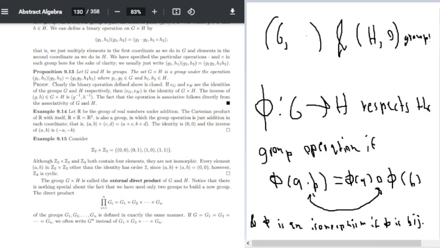Example 9.14. Let R be the group of real numbers under addition. The Cartesian product of R with itself, R times R equals R squared, is also a group, in which the group operation is just addition in each coordinate. That is, (a, b) plus (c, d) equals (a plus c, b plus d). The identity is (0, 0), and the inverse of (a, b) is (negative a, negative b).